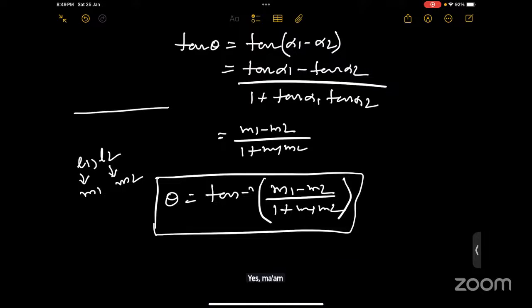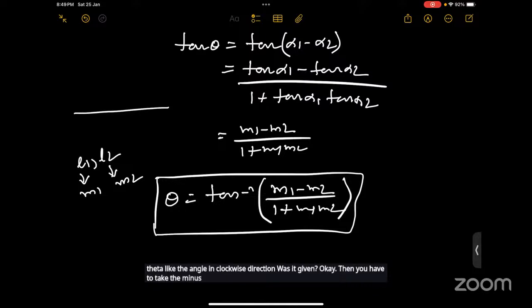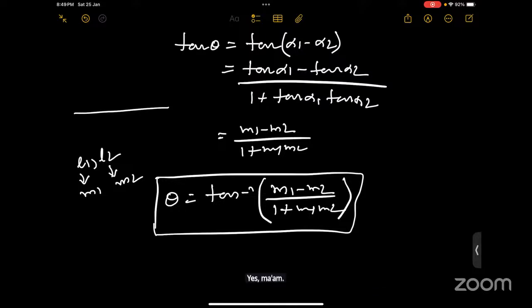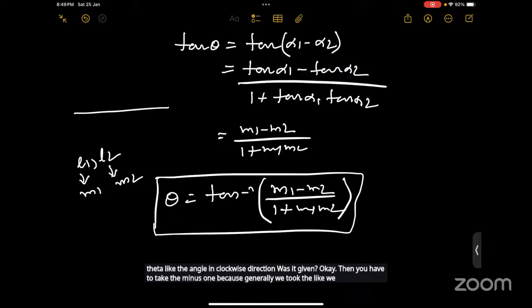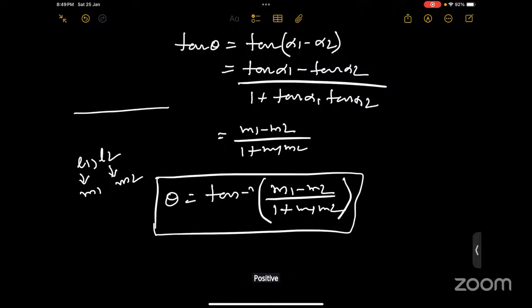Yes. Then you have to take the minus, because generally we take positive theta in the anti-clockwise direction. So whenever you have some theta in a clockwise direction, you have to take negative of the theta. And tan of minus theta will be minus tan theta, right? Then you can do it in your usual way.